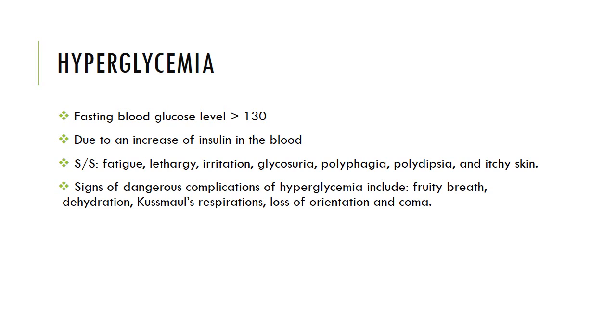For hyperglycemia, the fasting blood glucose level is greater than 130. This is due to an increase of insulin in the blood. The signs and symptoms of hyperglycemia include fatigue, lethargy, irritation, glycosuria, polyphagia, polydipsia, and itchy skin. Signs of dangerous complications of hyperglycemia include fruity breath, dehydration, Kussmaul's respirations, and loss of orientation and a coma.